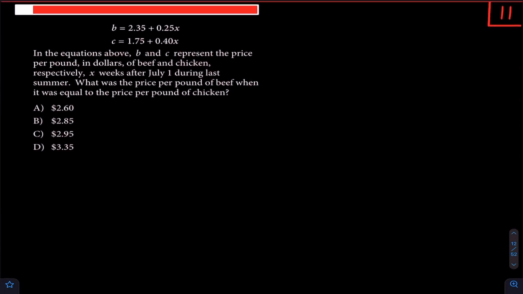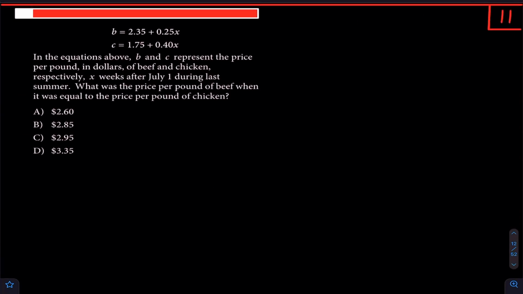So we're going to start with problem 11. This problem says, in the equations above, B and C represent the price per pound in dollars of beef and chicken, respectively, X weeks after July 1st during last summer. What was the price per pound of beef when it was equal to the price per pound of chicken? So this is what the word problem is asking for.